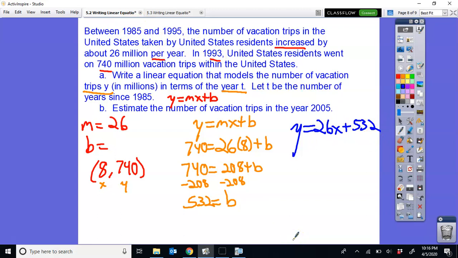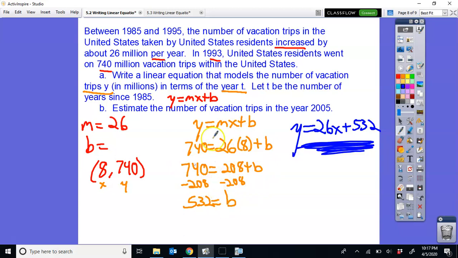Now, I definitely will have somebody in the class probably who will ask me, Mr. Harrison, if I know it's going 26 million a year, and I multiply that by 8 years, and then I subtract that from 740 to get 532 without writing all this in the middle right here, is that okay? Yes, as long as you actually write your equation for your line here. If you know that it's 8 years, 26 million a year, so you do 8 times 26 and you subtract that from 740, that's what I did anyways, guys. I did 8 times 26 and I subtracted it from 740.